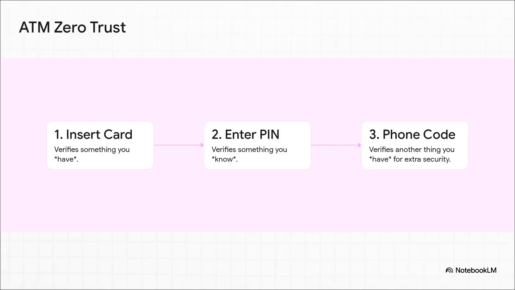We actually see this in action every day at the ATM. First, it verifies something you have, your physical card. Then it verifies something you know, your PIN. And if you try to make a large withdrawal, it might go one step further and send a code to your phone, another thing you have, just to be extra sure it's you. Every step is another layer of verification.